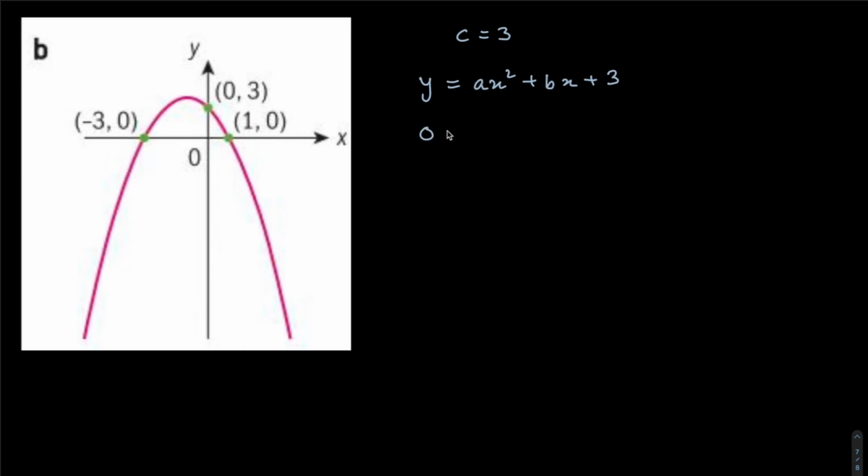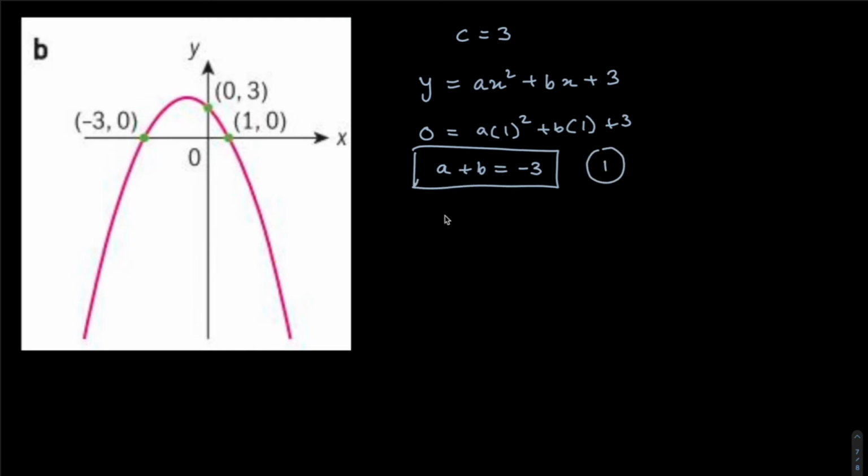So I'm going to put 0 here, and I'm going to put a times 1 whole squared plus b times 1 plus 3. So I'm going to get a plus b is equal to minus 3. All right, so that's my first equation, right? Equation 1.